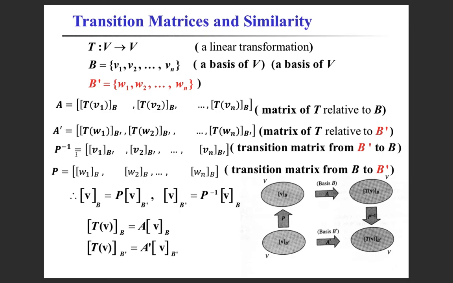Now P inverse, which we call the transition matrix of B' to B, is equal to [V1]B', [V2]B', ..., [Vn]B'. This is called the transition matrix of B' to B. And P, equal to [W1]B, [W2]B, ..., [Wn]B, is called the transition matrix of B to B'. [V]B' is equal to P [V]B, and [V]B is equal to P inverse [V]B'. So [T(V)]B is equal to A [V]B and [T(V)]B' is equal to A' [V]B'.